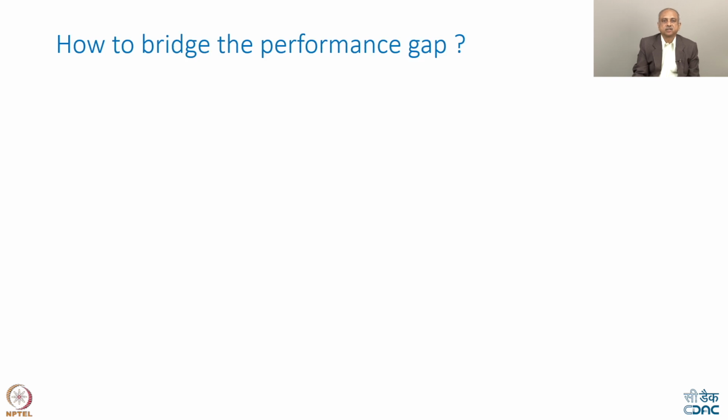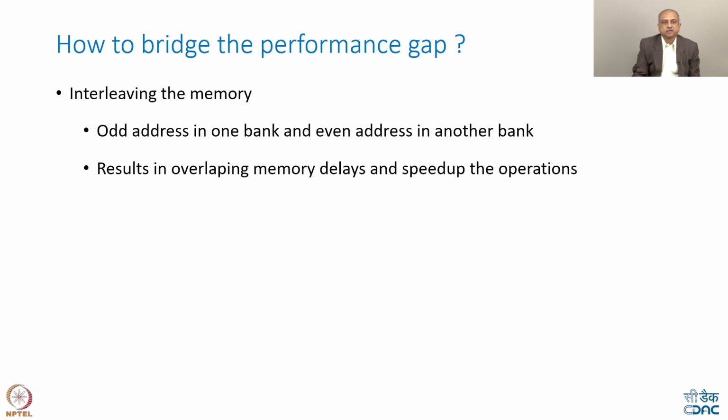So, the next question for us to answer is, now that we have identified that there is a performance gap, how do you bridge this gap? One of the things that hardware designers try is interleaving the memory. That means, instead of having one unified bank of memory which has a common address and data, we have more than one bank, let us say two banks. So, address 0 will be in bank 1, address 1 will be in bank 2, address 2 will be in bank 1, address 3 will be in bank 2. Like this, in odd and even banks, the alternate addresses are mapped.